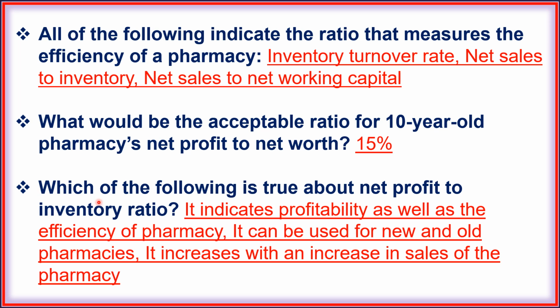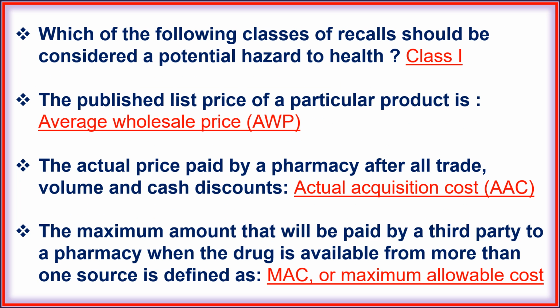Next, which of the following is true about net profit to inventory ratio? It indicates profitability as well as the efficiency of pharmacy. It can be used for new and old pharmacies, and it increases with an increase in sale of the pharmacy. Next, which of the following classes of recalls should be considered a potential hazard to health? That is class 1.